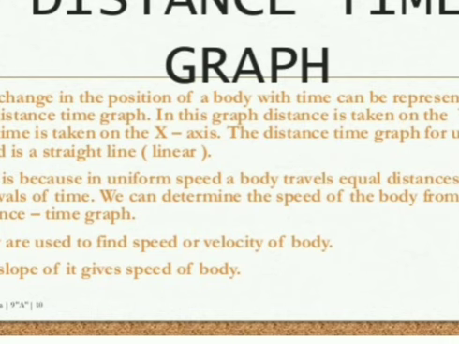The distance time graph for uniform speed is a straight line. Straight line means linear motion. And what is the reason behind it? Because in uniform speed, a body travels equal distance in equal intervals of time. Therefore, the graph will be a straight line, and the slope will give the speed or velocity of an object.